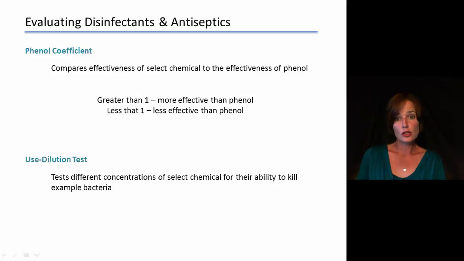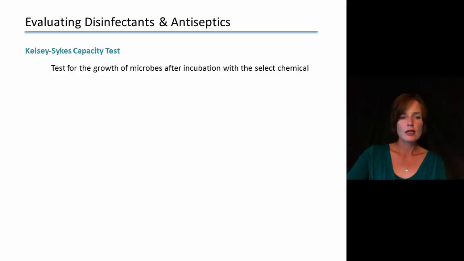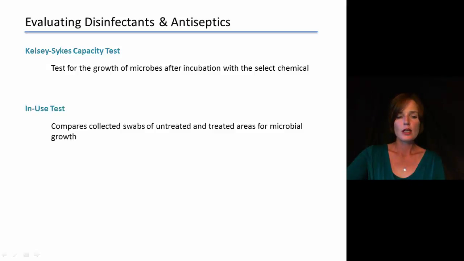We have a use dilution test. That's another way to evaluate a particular chemical. In this test, we're going to test different concentrations of our select chemical, and we're going to test its ability to kill an example bacteria. The Kelsey-Sykes capacity test is going to test for the growth of microbes after incubation with our chemical. And then another one is the in-use test, which is going to compare selective swabs of untreated and treated areas for microbial growth.